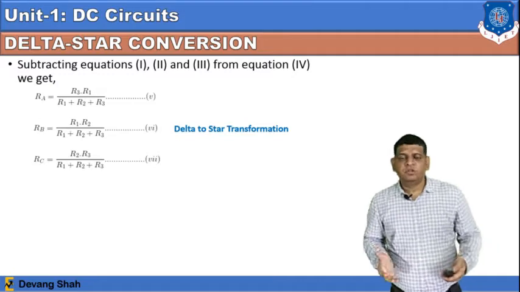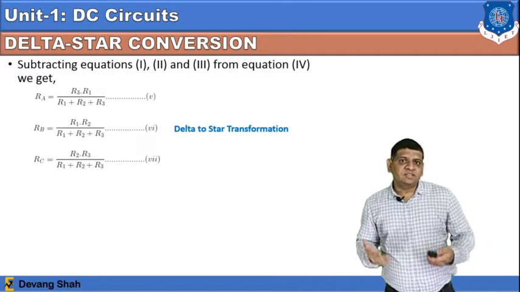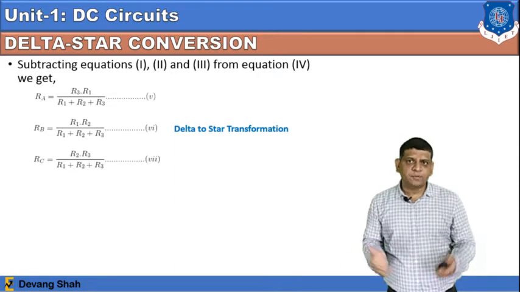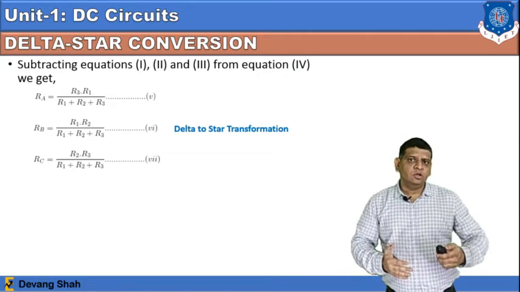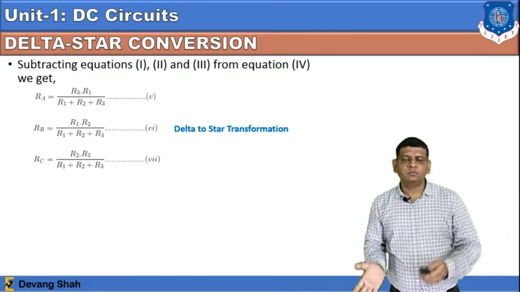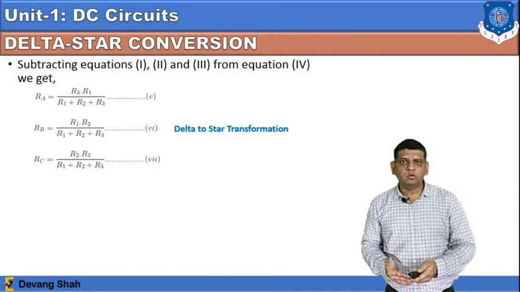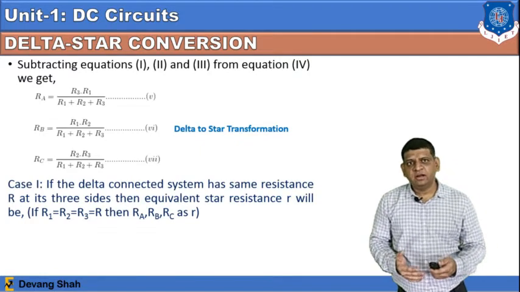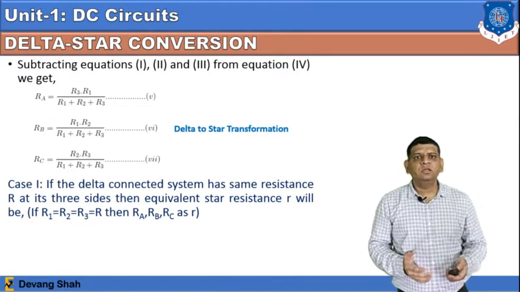Now again, to continue with these three equations, equation number 5, 6 and 7, the separate equations of RA, RB and RC, we will further convert from star to delta. So what we are going to do is use all these equations and try to solve the reverse conversion.